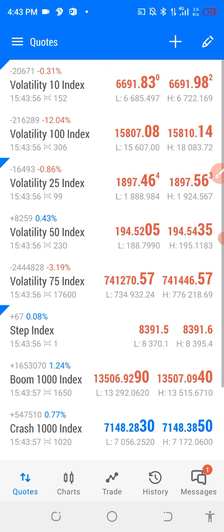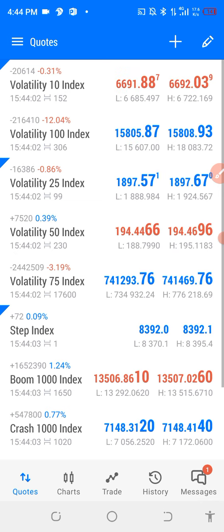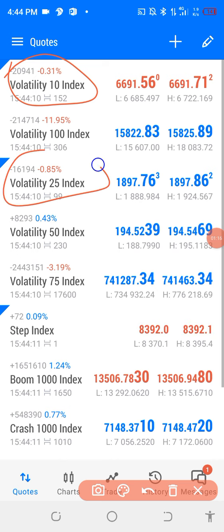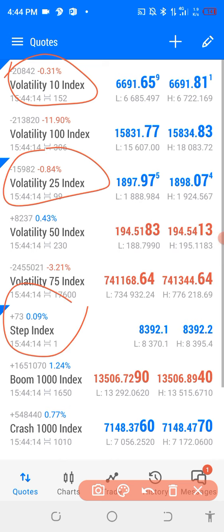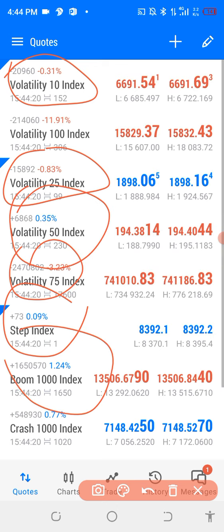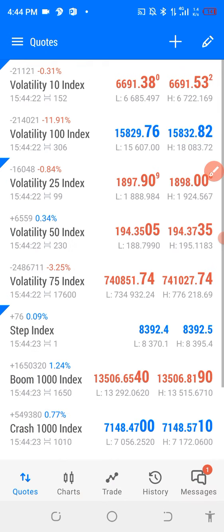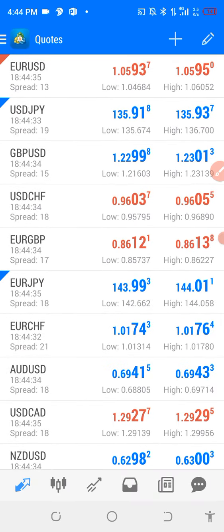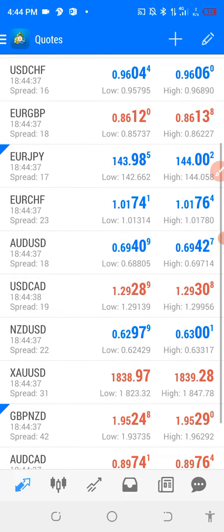So these indices are not forex pairs. No one is having a pair here. They have names such as Volatility 10 Index. This one is 10 index, this is 25 index, this is step index. Currently I'm on profit on these three indices. This one is 50 index, 75 index, this is Boom 100, this is Crash. They have several names and several differences, just like the forex pairs where we have gold, Euro JPY, Euro USD, USD JPY and others.